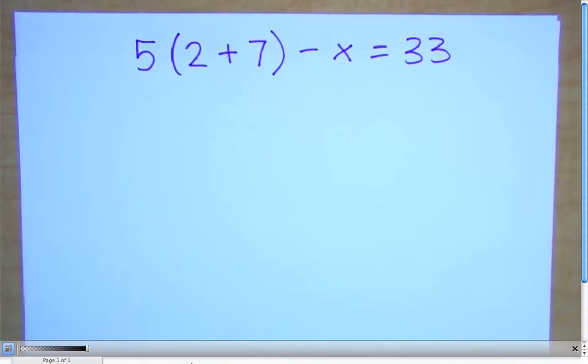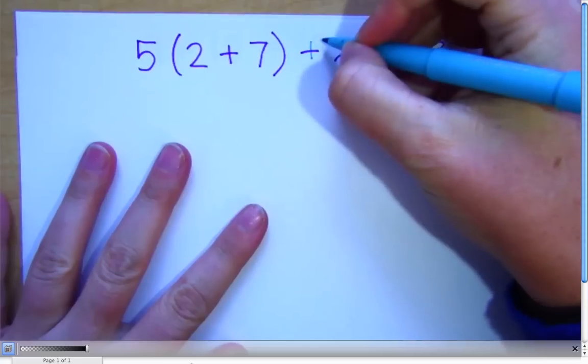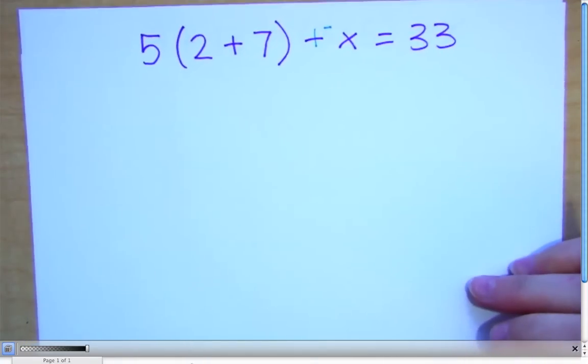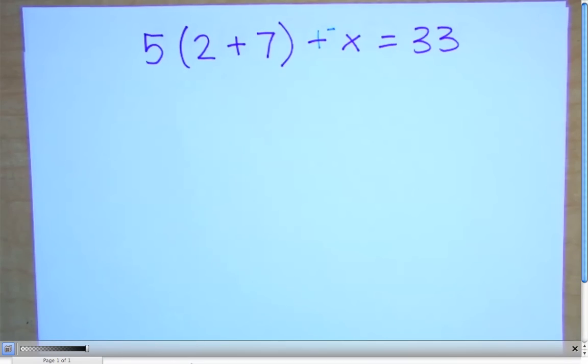Alright, this video is how to simplify before you start solving in an equation. So, we're going to take a look at this problem. The first thing I'm going to do is change that minus to plus a negative. Alright, so what we want to look for is anything we can simplify. Any like terms we can combine.